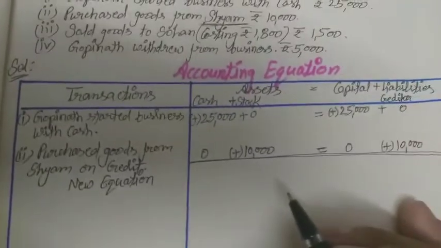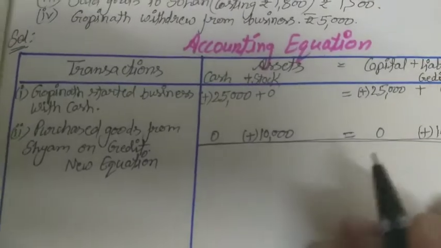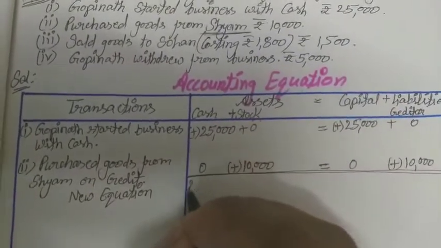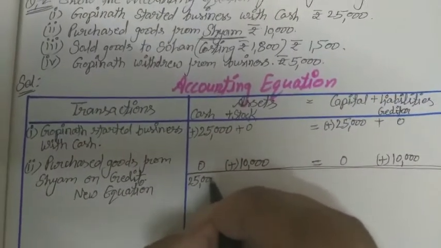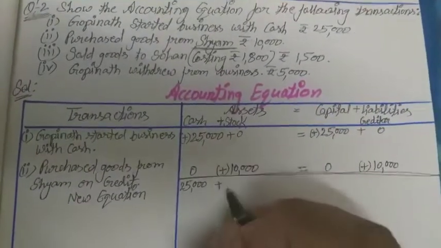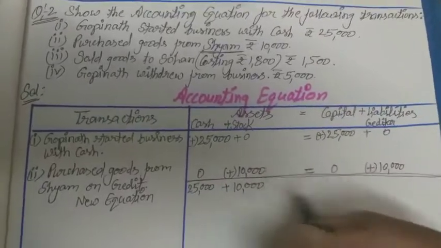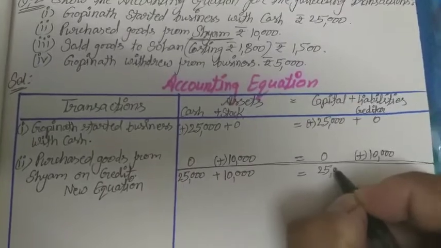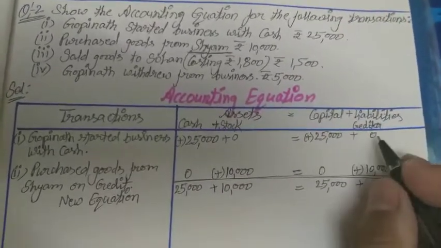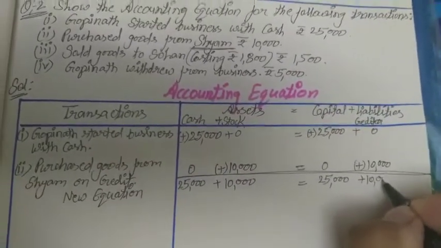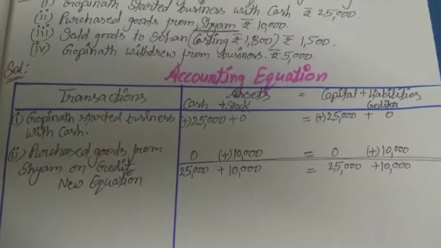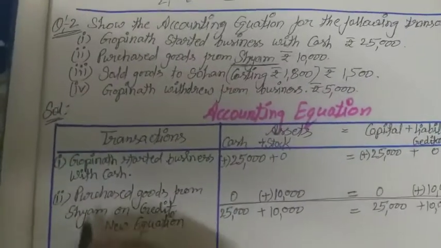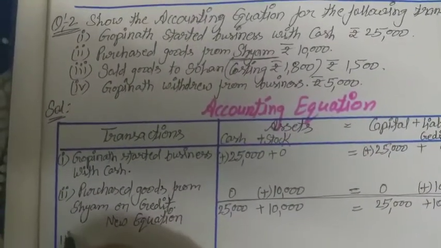Okay, new equation we will make here. Cash total amount is 25,000 after both the transactions, and stock is rupees 10,000, and capital is 25,000, and creditors are rupees 10,000. Both the sides of the equation are equal. Next one, third transaction.